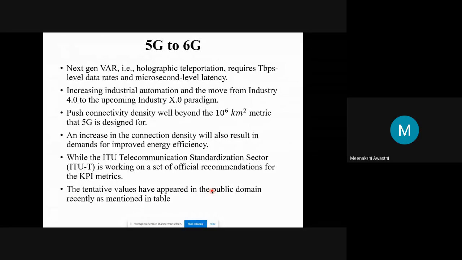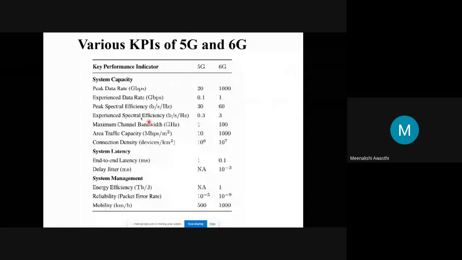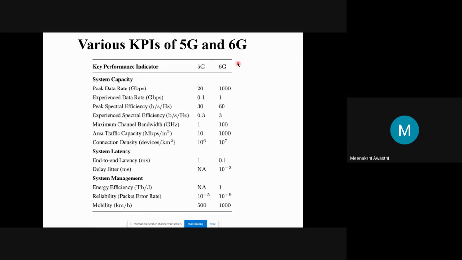So this table is showing various KPIs of 5G and 6G. I'm again mentioning here that these KPIs are yet to be finalized by the ITU. I have taken all of these from the white paper of Tata. Here KPI is the key performance indicator. This slide will give you a brief idea about how 6G will evolve from 5G. So first we'll talk about the system capacity.